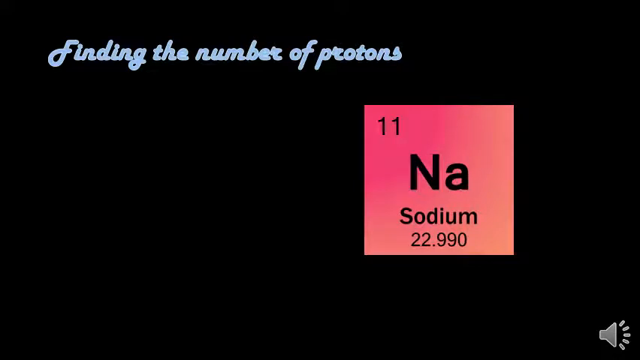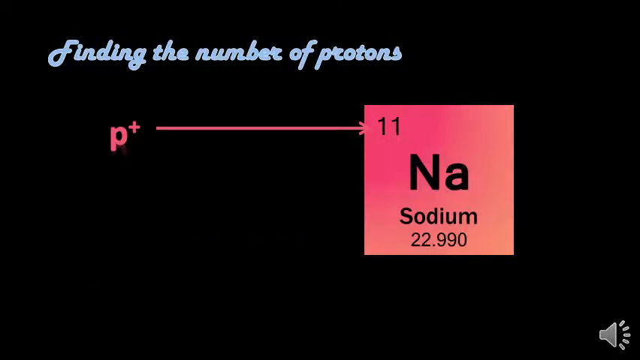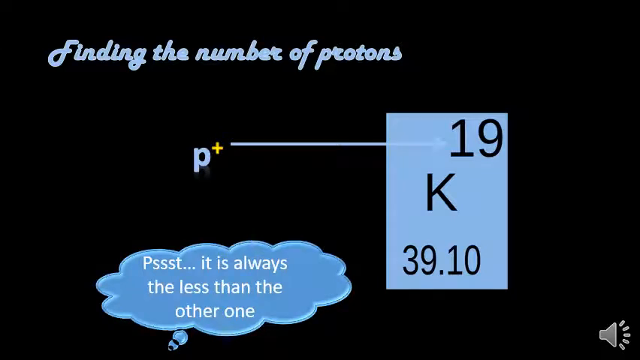Finding the number of protons is easy. If you look at your periodic table, locate sodium. You're probably going to need a periodic table from now and forever. The proton number will always be the lesser valued number in the box. Take a look at potassium. How many protons does it have? That's right, 19. Again, it is the one that is lesser in value than the other.